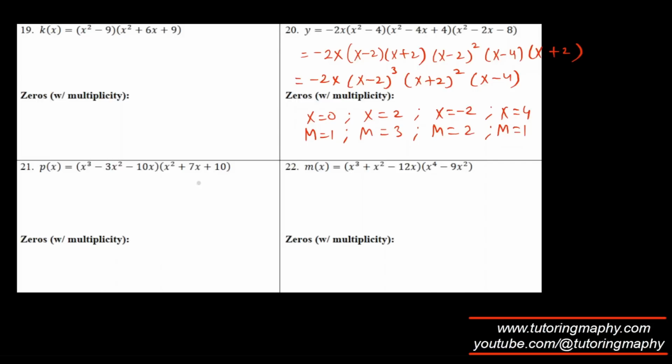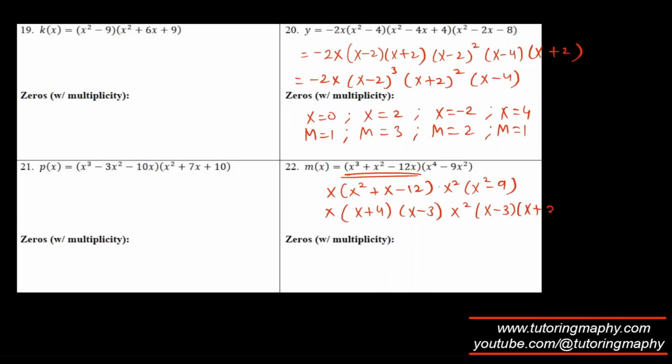Okay. Let me do this question for you now. So here I think I can take x as a common factor. If I do, I'm left with x times x squared plus x minus 12. Here I can take x squared out again. So x squared times x squared minus 9. So this will become x times x plus 4 times x minus 3, because I'm able to factorize this. And this will be x squared times x minus 3 times x plus 3, right?